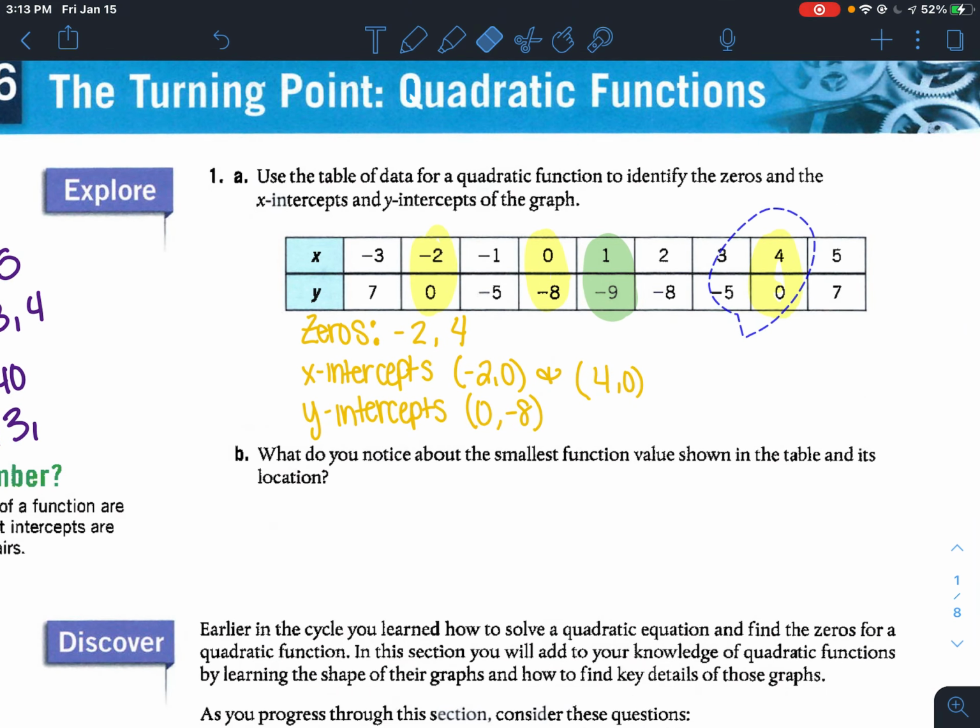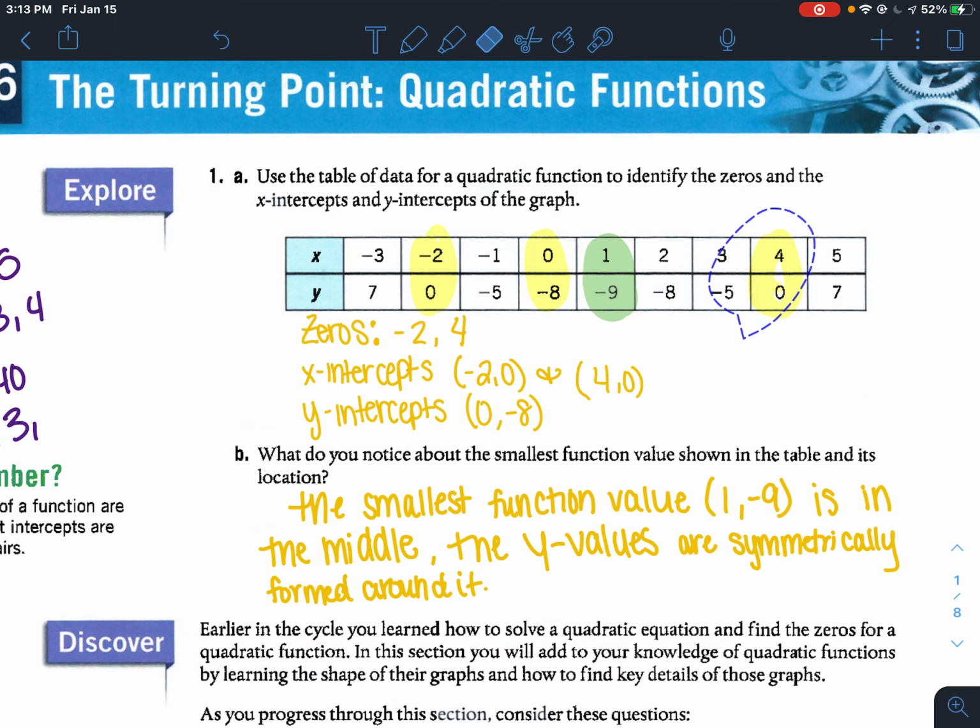Now, what do you notice about the smallest function value shown in the table and its location? So that's what's highlighted in green. It's my smallest function value, although I don't think I would ever actually call it a function value. I probably would have said the lowest point or the lowest coordinate. So if that tripped you up, don't worry. It tripped me up too the first time I went through this. So the smallest function value, or the lowest point, is 1, negative 9.